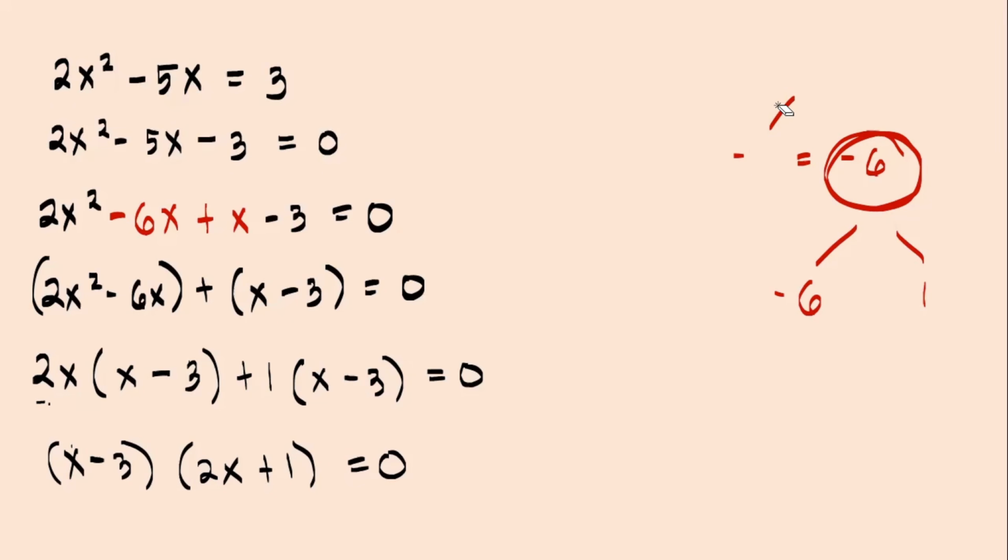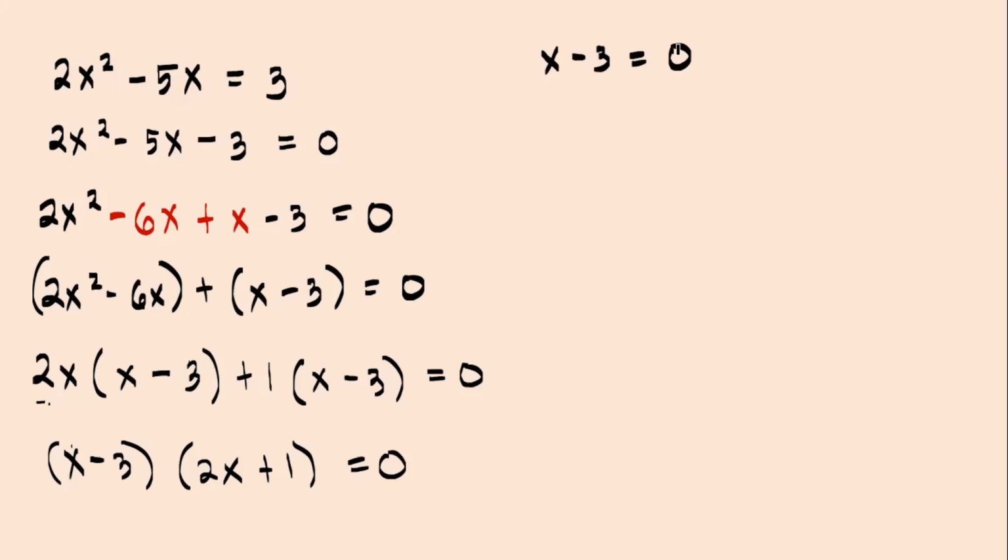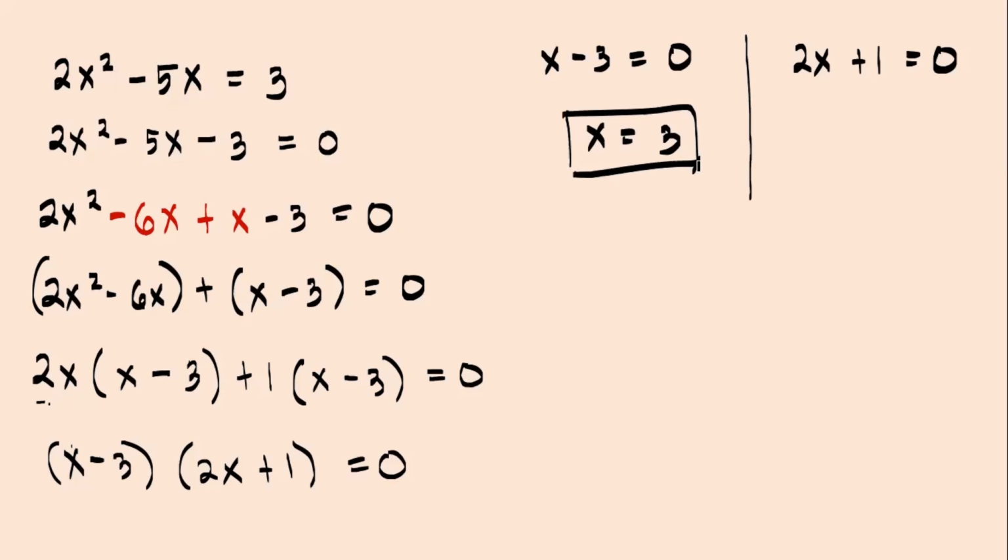Okay, so next. Kailangan natin ng value ni x. Okay, so again, that is x minus 3. Equate mo lang kay 0 and yung isa naman, which is 2x plus 1 equal 0. So again, x lang yung kailangan. From negative 3, it will become positive 3. Okay, ito yung isa sa mga roots or solutions ng ating equation.